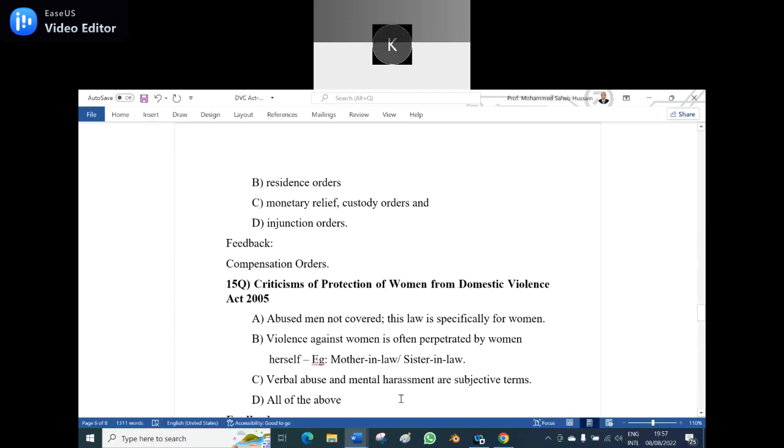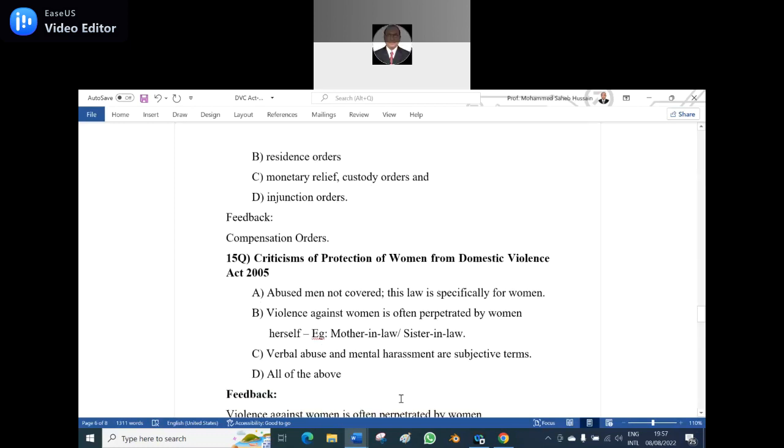Now the 15th question: criticism of the Protection of Women from Domestic Violence Act 2005. Option A, abused men are not covered. This law is specifically for women. Option B, violence against women is often perpetrated by women themselves, for example, mother-in-law, sister-in-law. Option C, verbal abuse and mental harassment are subjective terms. Option D, all of the above. Option D, all of the above.